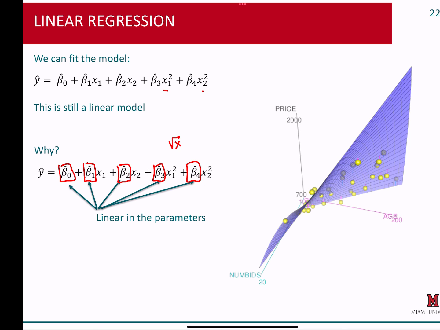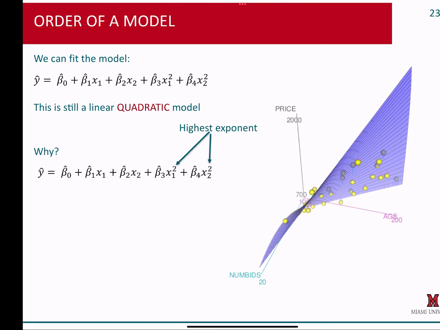So this model, if we plot it, would look like this. If we had the relationship of these variables, the prediction would look like that. It is shaped like a plane that is just tilting, and it is still considered a linear model. The last thing to mention is that the highest exponent of any predictor variable is called the order of the model. So in this case, this is a quadratic model.